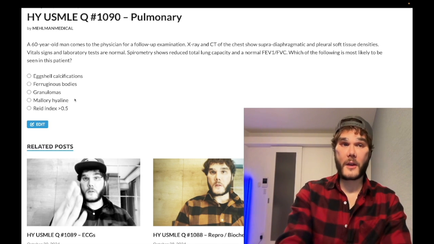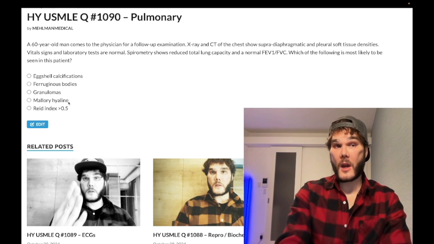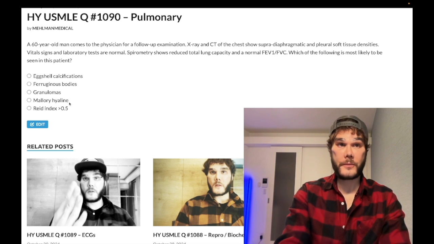Choice D, Mallory hyaline, wrong answer. It's not even related to pulmonary, as far as I'm aware. Okay, this is for alcoholic cirrhosis, just alcoholism in general. They'll give you an alcoholic and they'll ask what's most likely to be found in the liver in this patient. Answer is Mallory hyaline. You're like, what? Never heard of that before. It's just a path descriptor you should know for USMLE. It's asked on the NBME exam. So you just get deposition of Mallory hyaline in the liver with alcoholism. Wrong answer.